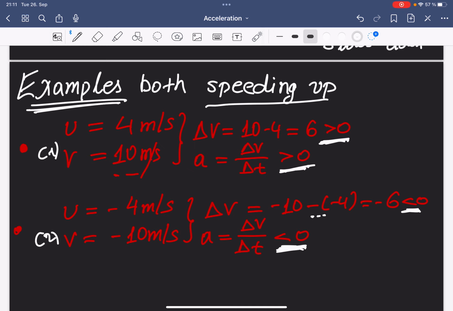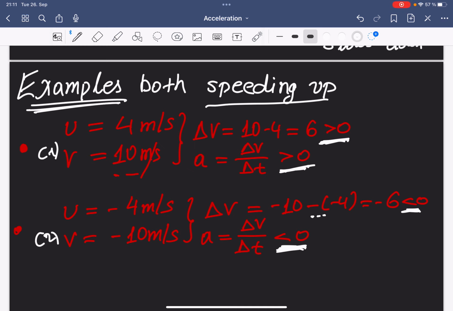And actually, this example is easy for most of us to understand. It went from 4 meters per second to 2 meters per second, so it did slow down, and the acceleration is negative. Negative acceleration with positive velocities gives you a slowdown of the object.